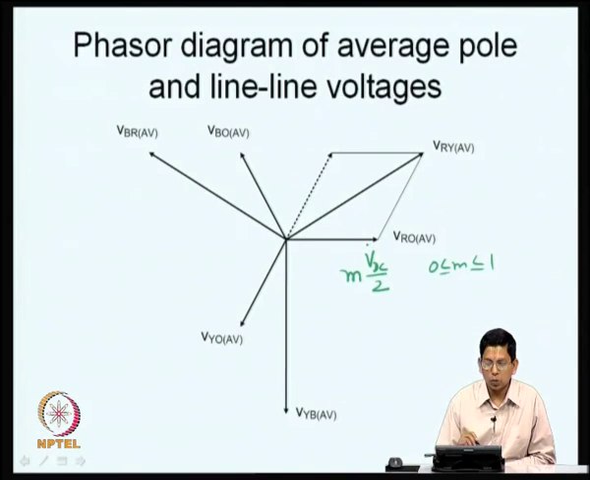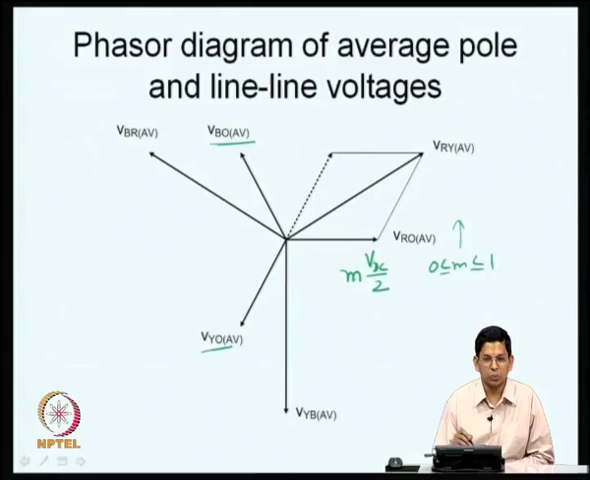If your VRO average is controlled here, then your VYO average is as indicated here, 120 degrees phase shifted, and VBO average is phase shifted by yet another 120 degrees. So, if R is modulated in a sinusoidal fashion, Y and B are also modulated in sinusoidal fashion. They have the same amplitude, there is only a phase difference, and all of them are at the same frequency. VRO average, VYO average and VBO average are sinusoidal quantities, that is why we represent them as phasors.